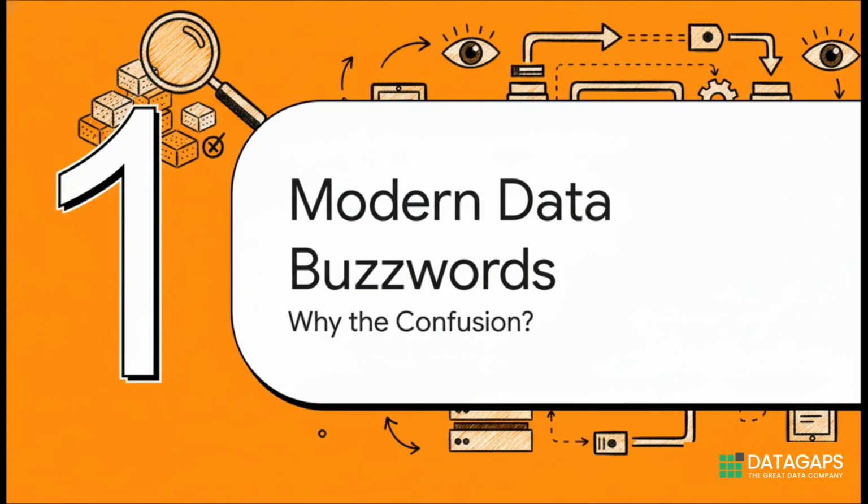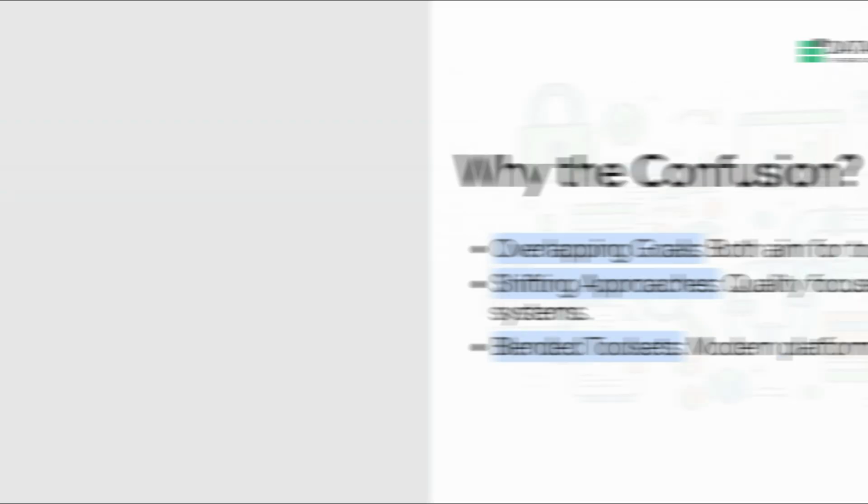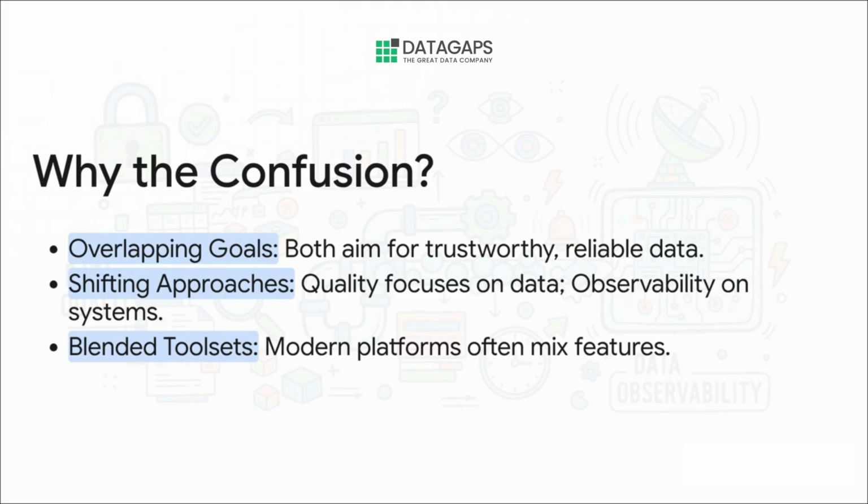Before we can really nail down the difference, we've got to understand why it's so confusing in the first place. And the truth is, both of these ideas kind of grew up together, and they were both chasing the exact same goal, making data something you can actually rely on. And the confusion actually comes from a good place. Everyone wants data they can trust, right? The real difference is how they got there.